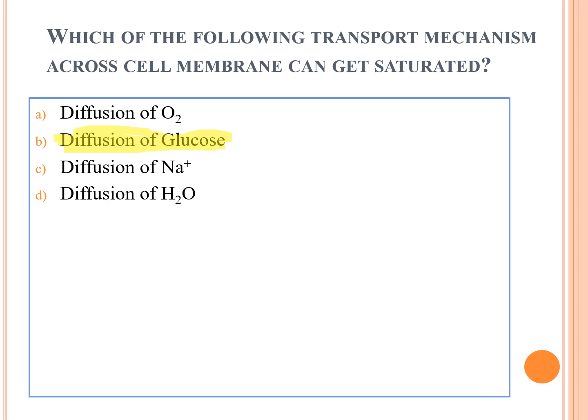So you know facilitated diffusion will reach a saturation point. Once the saturation point is attained, what will happen? All the remaining glucose molecules will appear in the urine. They will not be able to be reabsorbed into the blood. So this is a very important concept. Glucose molecules will have a saturation point.